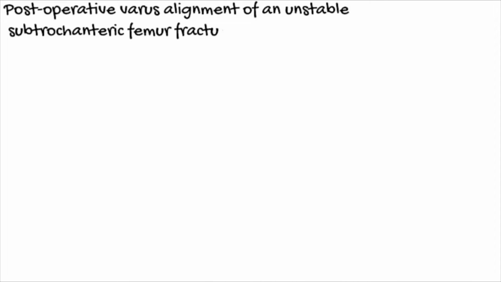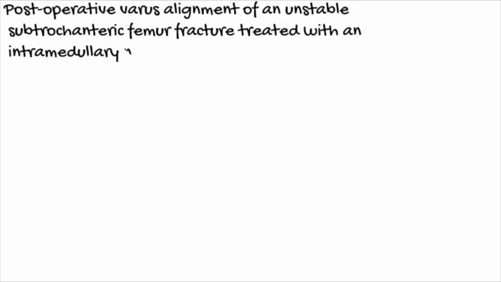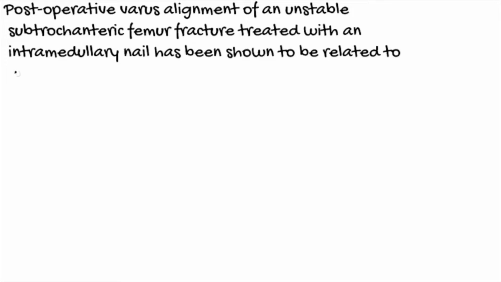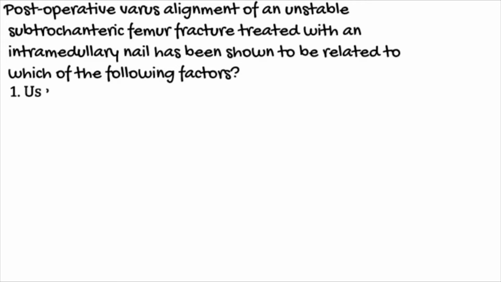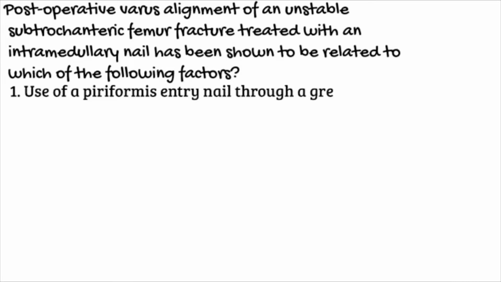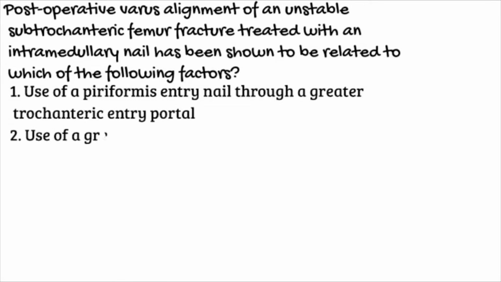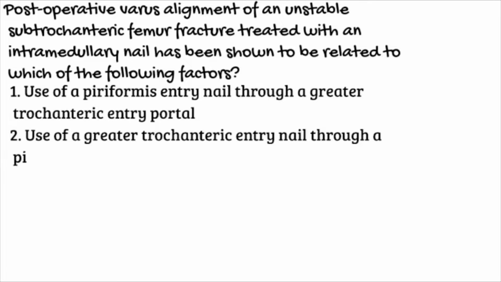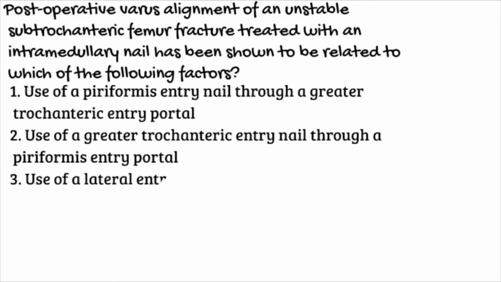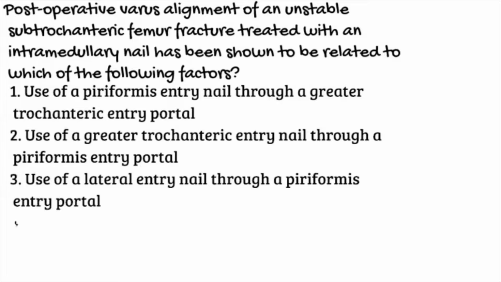Postoperative varus alignment of an unstable subtrochanteric femur fracture treated with an intramedullary nail has been shown to be related to which of the following factors? 1. Use of a piriformis entry nail through a greater trochanteric entry portal. 2. Use of a greater trochanteric entry nail through a piriformis entry portal.